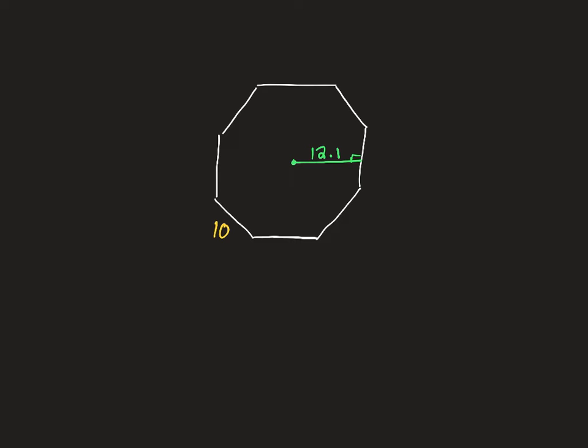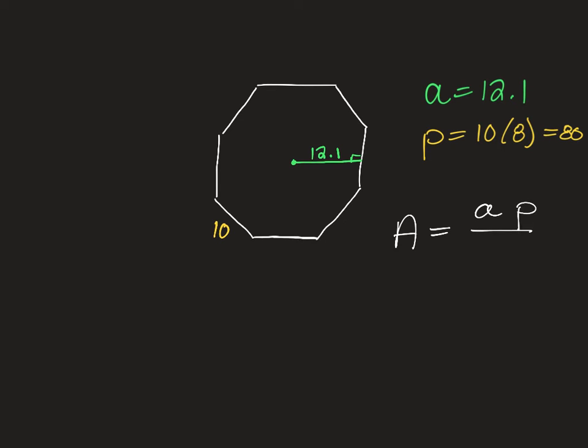All right. So that means that a is what? 12.1. And what would our perimeter be? How are we going to find that? 80, right? We're going to do 10 times 8 because there are 8 sides in the octagon. So to find our area, we're going to do apothem times perimeter divided by 2. So we're going to do 12.1 times 80 divided by 2.